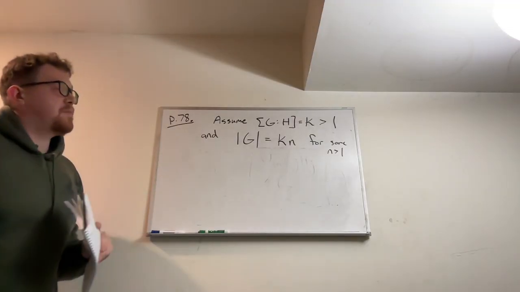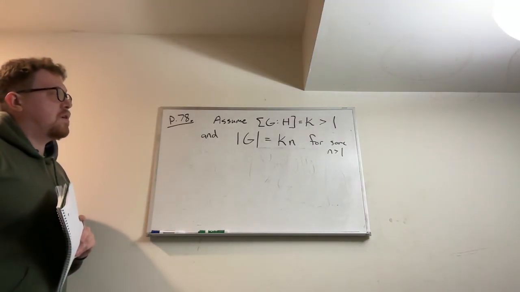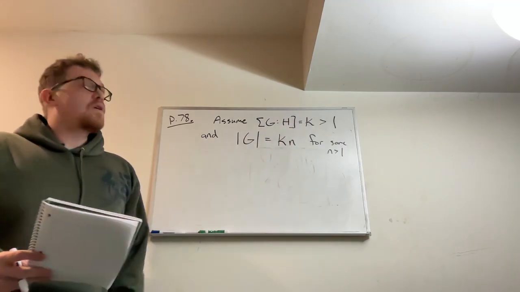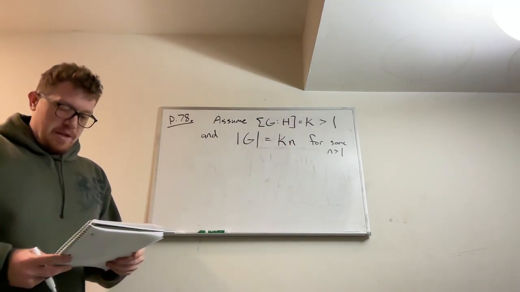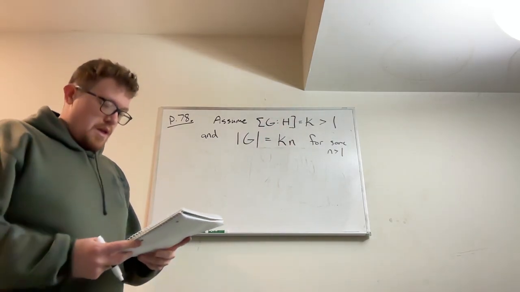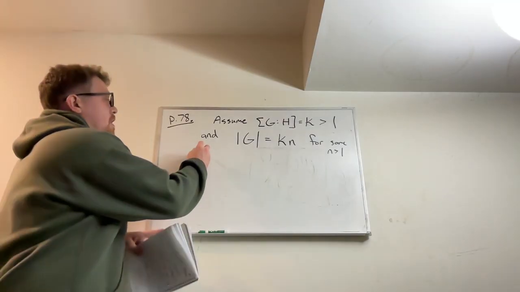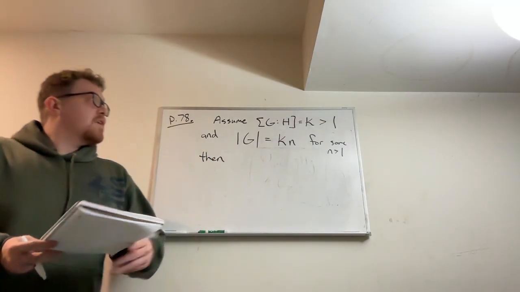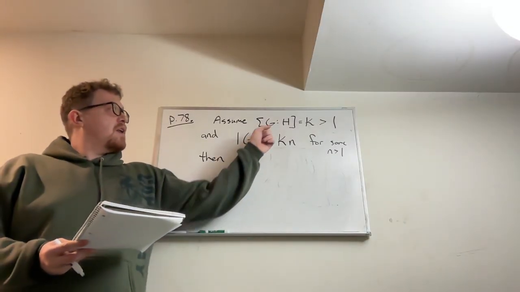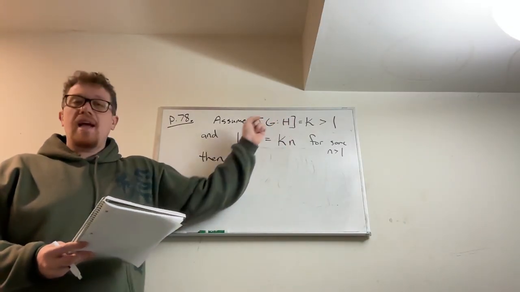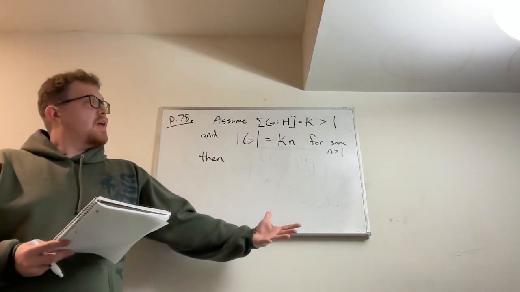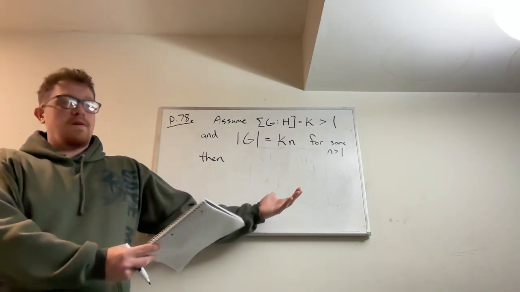And n has to be greater than 1 because the group is larger than the subgroup. It's a proper subgroup. Then every time we conjugate H by an element little g of G, we get a new subgroup. And we're taking the union over all of these subgroups.